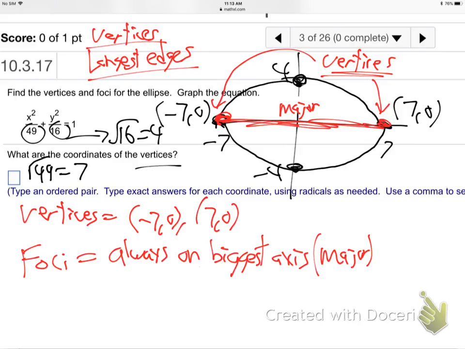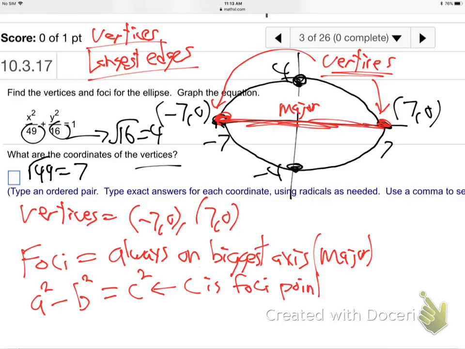Where do they lie? You can find them from the Pythagorean theorem. Well, almost. A different version of the Pythagorean theorem with a minus. C is the foci points. So remember, for the parabola, we had one focus, because we only had one branch. We have two here. Because we have two branches, we have two focus points. Two foci.